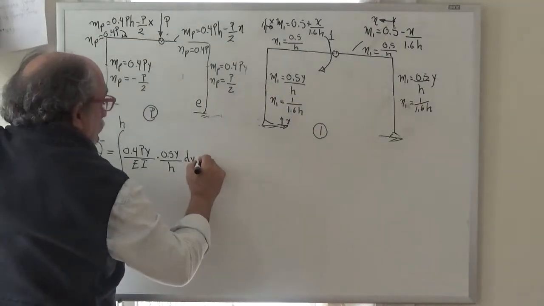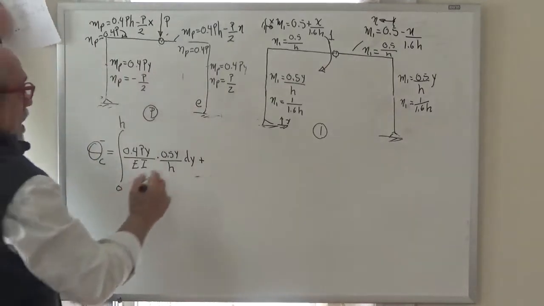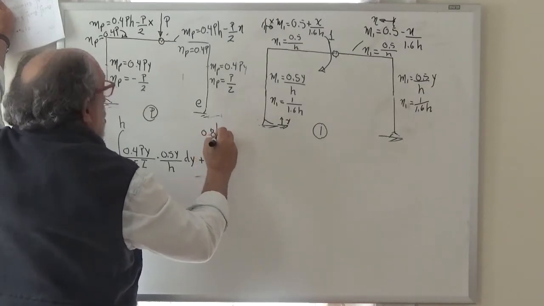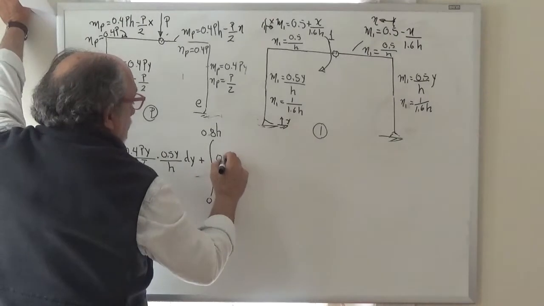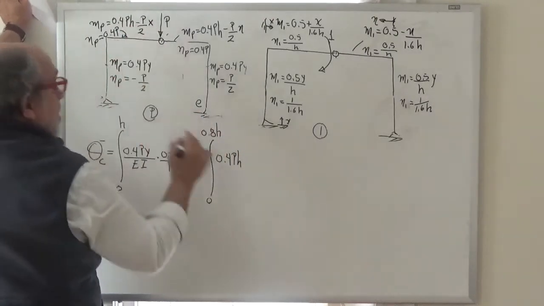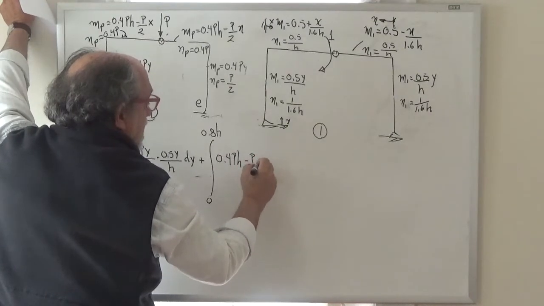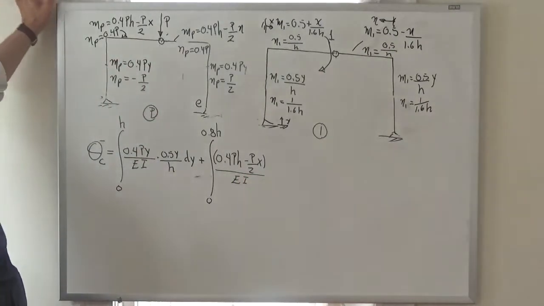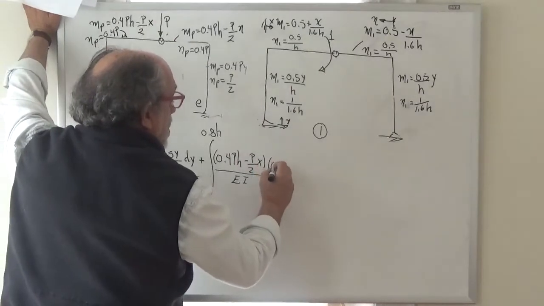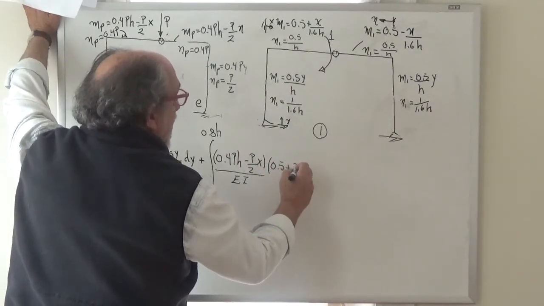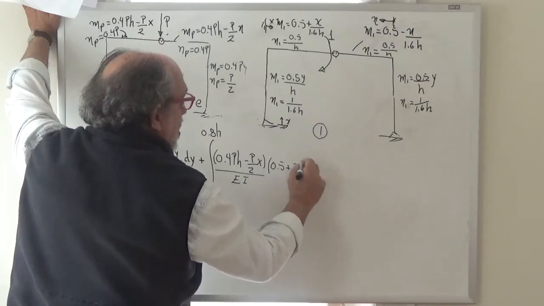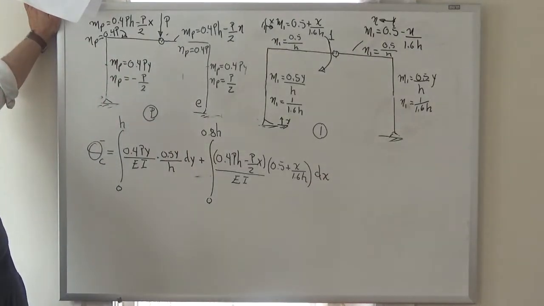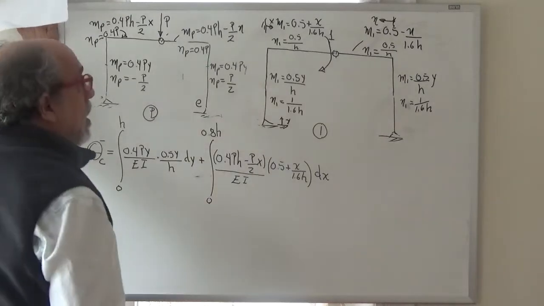The contribution coming from the bending of the next bar, the horizontal BC, is the integral from 0 to 0.8h of 0.4 pH minus P over 2 x divided by EI, which is the curvature due to the loading, multiplied by M1, which is 0.5 plus x over 1.6h ds, but s is x in this case because x goes along the bar, and so that is the contribution of bending from the second term.